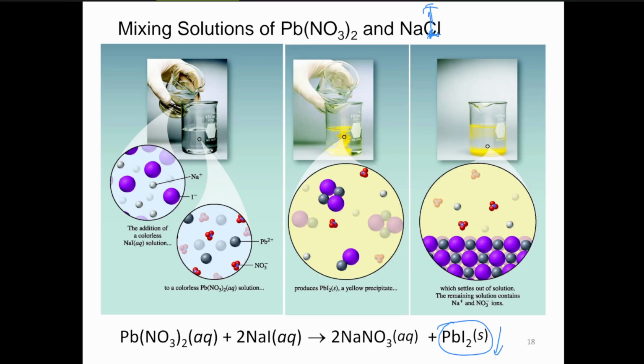So let's say when you have the lead nitrate, it's fully soluble. You have sodium iodide, which is fully soluble. So you put them together, you have lead iodide, which is a yellow powder precipitate. So you observe this one.